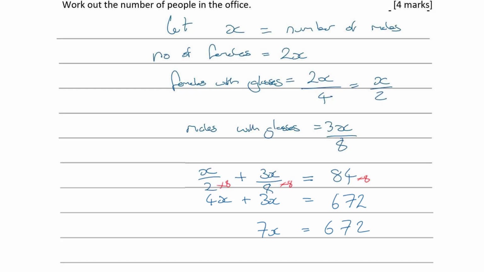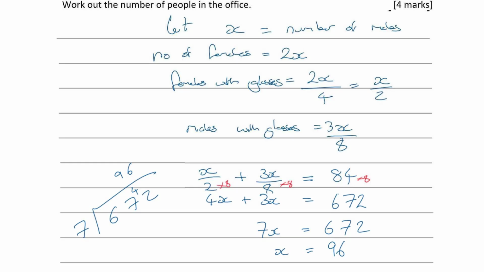So now we need to divide 7s into 672. How many times does that go? 7s and 6 don't go. 7s into 67 go 9 times. 9 7s are 63, so it's remainder 4. 7s into 42 go 6 times. So x must be 96.